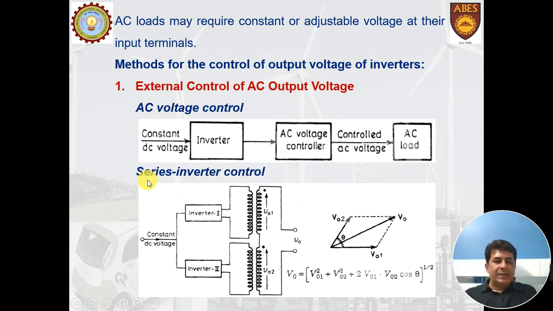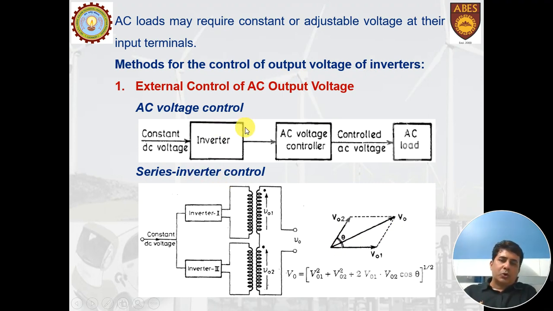The second way is series inverter control. In series inverter control, you use two inverters. The input is given to these inverters. To one inverter, a transformer is connected, and to the second inverter, another transformer is connected. There can even be more inverters, so more steps can be added. Each transformer has a separate primary, while the secondaries of these two transformers are connected in series. The voltage available at the secondary of the upper transformer is V01 and at the lower transformer is V02. These two are in different phases. By the phase control of these two, you can control the voltage V0. V0 will be a summation of these two voltages. So by varying this angle theta, you can control the output voltage. This is called series inverter control.